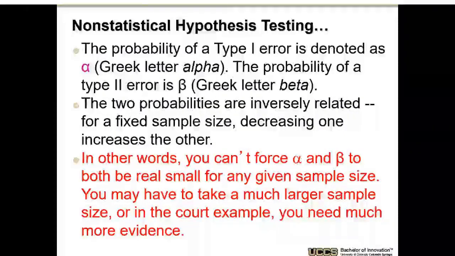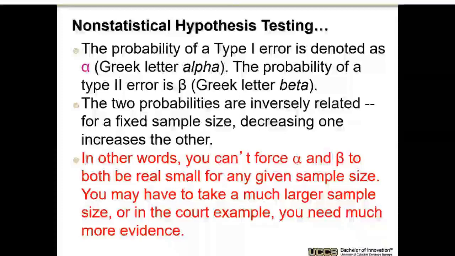So, in other words, you can't force both alpha and beta to be really small for any given sample size. How small alpha and beta can be for a sample size is a function of the effect size, but we can't control that. You may either have to take a much larger sample, or in the court case, you may need more evidence to drive one or the other one down. Right? So the size of the effect, the variation you expect to see, depends on your problem. The only two things you're going to then deal with are what errors you're willing to live with and what the sample size is. So if I want to reduce these two, I have to increase the sample size to get things to work out.